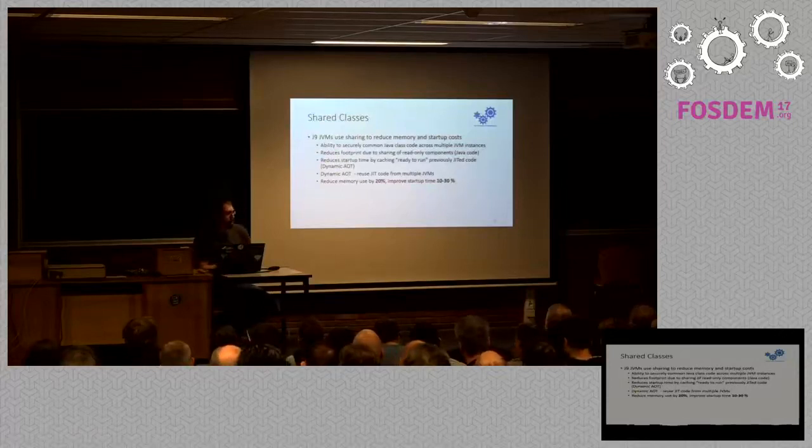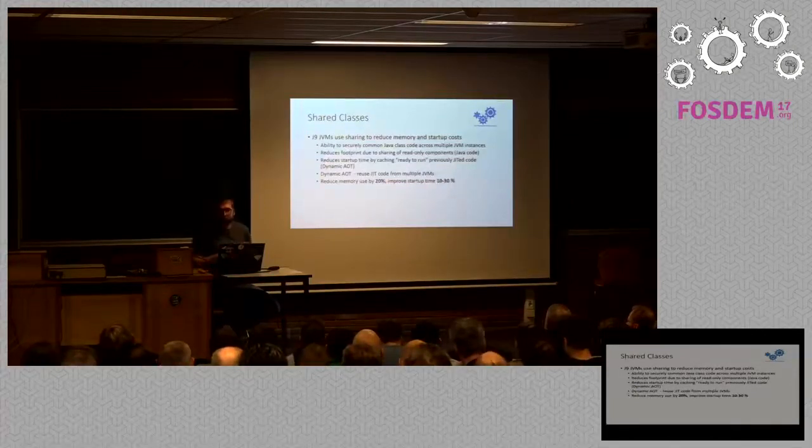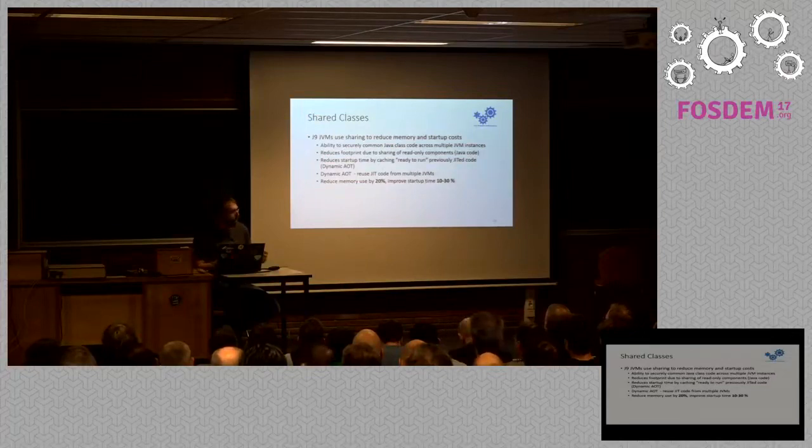Another sort of unique feature to the IBM JDK is our shared classes cache. Coming originally from our ME days, we used to run on lots of systems that had lots of ROM but very little RAM. So to be able to run things efficiently, we started dividing our classes into what we call a ROM class and a RAM class.